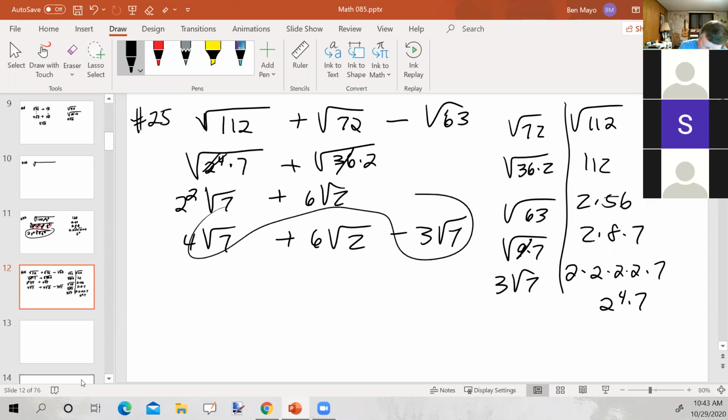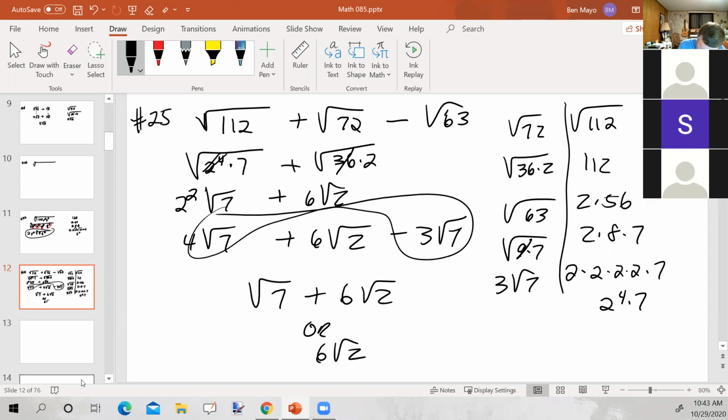So the first one and the last one are like radicals. 4 of something minus 3 of something would be just 1 of something. And so you end up with that. And you could write it this way, or you could write it that way, either way.